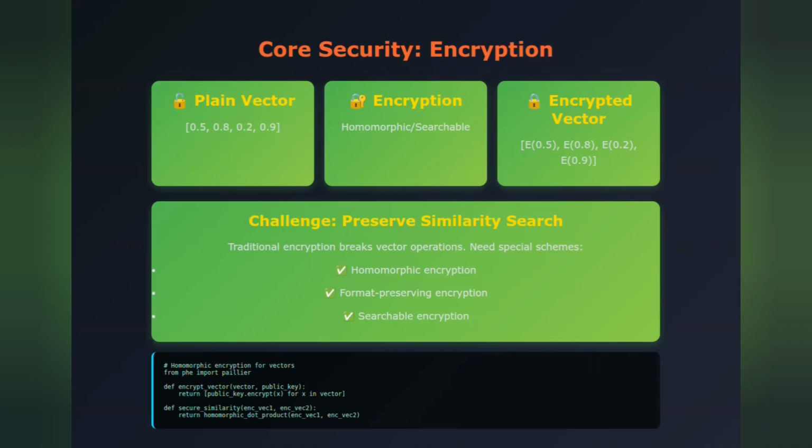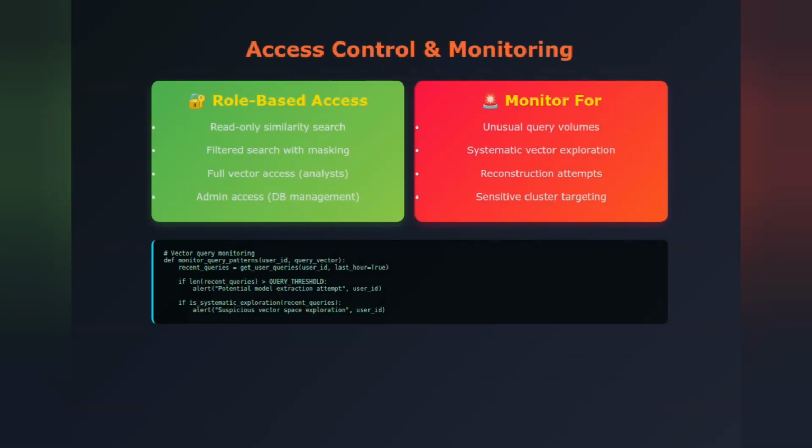Here are your main options. For production systems, consider format-preserving encryption or searchable encryption schemes that maintain vector properties while keeping data secure. Next up, access control. This isn't just about who can read your database. With vectors, you need fine-grained control over what types of searches users can perform. Implement role-based access with these levels: read-only similarity search, filtered search with data masking, full vector access for authorized analysts, administrative access for database management.